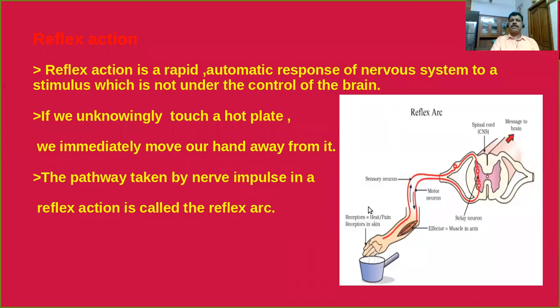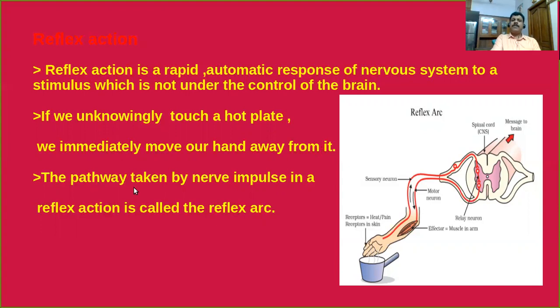Dear students, I would like to discuss one more important concept, that is reflex action. In the beginning, I said, when you touch a hot object unknowingly, what happens? You immediately move your hand away from it. This is actually an example of a reflex action. So reflex action is a rapid automatic response of the nervous system to a stimulus which is not under the control of the brain. Suppose we unknowingly touch a hot plate, what happens? We immediately move our hand away from it.